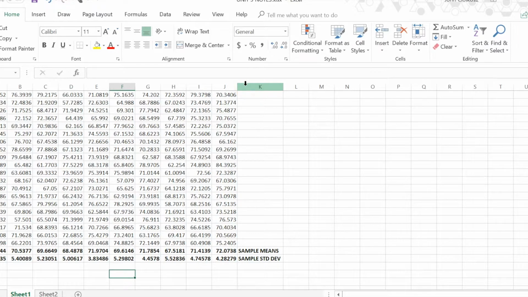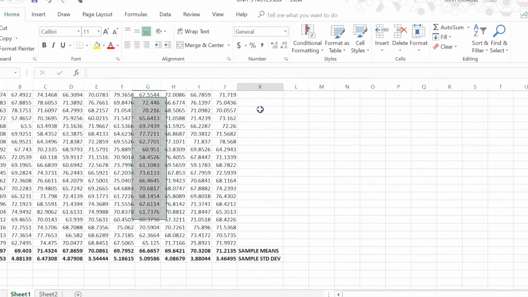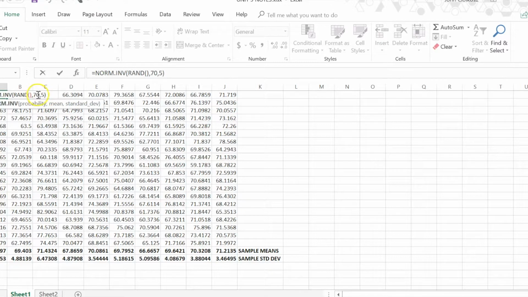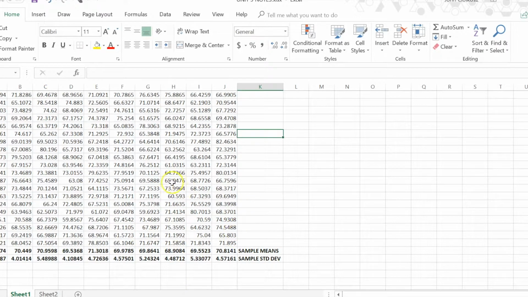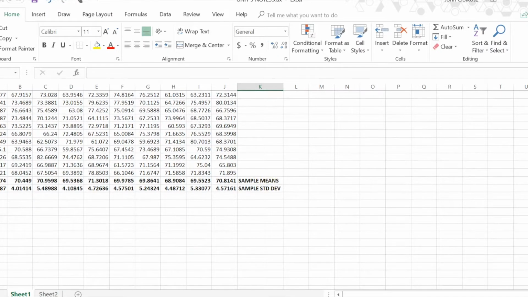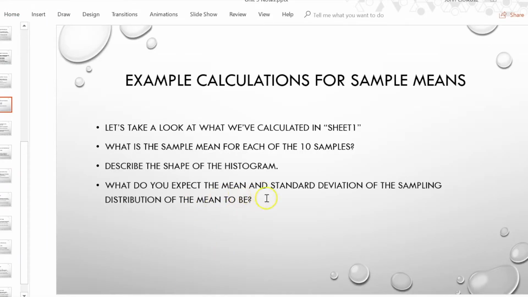Okay, so if we look here, we have our 10 samples. These are my 10 different samples, right? Of size 20, because in each one I have 20 different values. So here's the command, just a reminder of what we used. Our mean from this population was 70 and standard deviation 5. We did create some histograms. We've already talked a whole bunch about the shape of that. So for the sake of time in this video, I'm going to move through some of the stuff we've already covered. So let's see what kind of questions we got here.